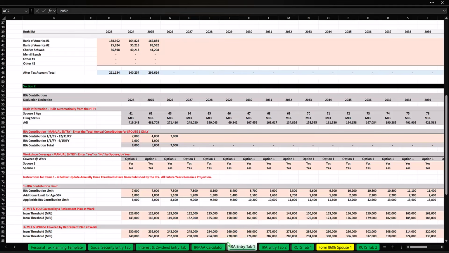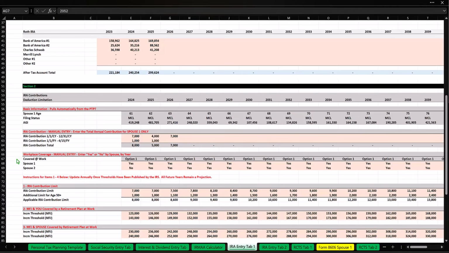Going back over here, there is an IRA entry tab for each spouse. This is for spouse number 1. You can see here are the rows for IRA contributions made between 1/1 and 12/31 of the current year. And then here is the row for IRA contributions made for the current year, but made between 1/1 of next year or the future year through April 15th of the future year.